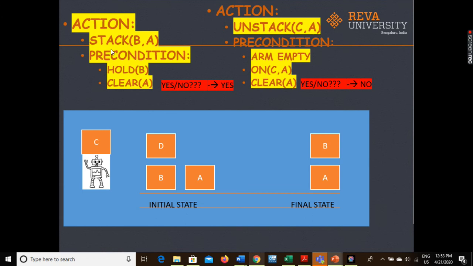After I perform these preconditions, I can perform this action of unstacking C from A. Once I perform this unstacking of block C, which is present over block A, the robotic arm is holding the block C and A is clear. Now we can see that this condition is satisfied once I perform the unstack operation, right?